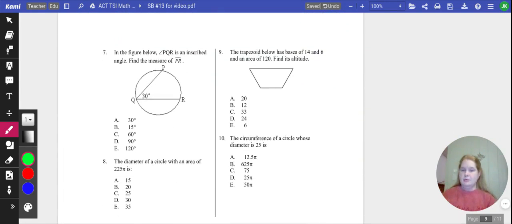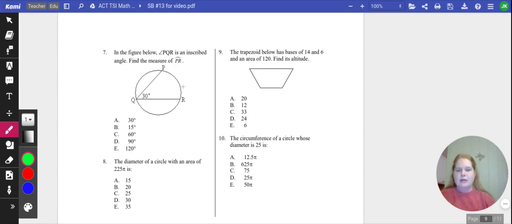All right, now we're going to move on to number 7. This one says, in our figure, angle PQR, which is labeled, is inscribed. That means he's inside your circle, and his vertex is on your circle, and his little ends at the end are also on the circle. So he's like stuck inside, inscribed.